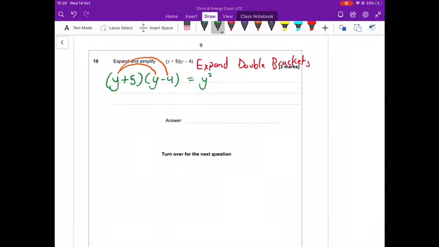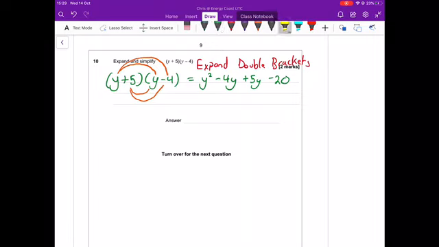Y times y is y squared. Y times minus 4 is minus 4y. And I'm going to shift over. So I've got 5 times y and 5 times minus 4. So you always get 4 things from these 2 brackets, okay? So you get plus 5y, and then you get minus 20. Okay, you get the highlighter out. The only bits that you can bring together are usually in the middle, in this case the 2 y bits, so it's those two, okay?